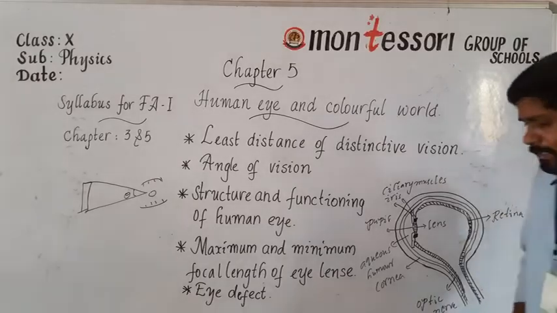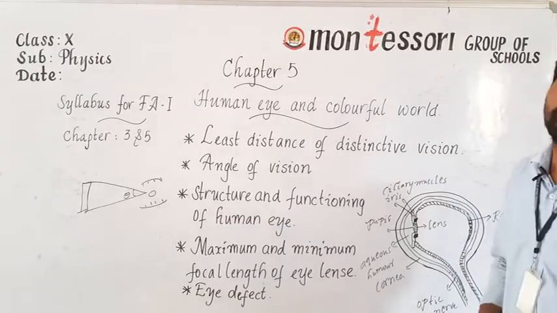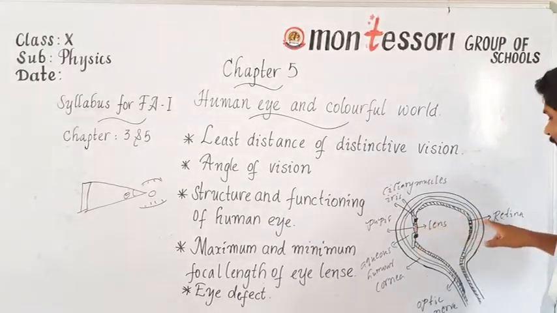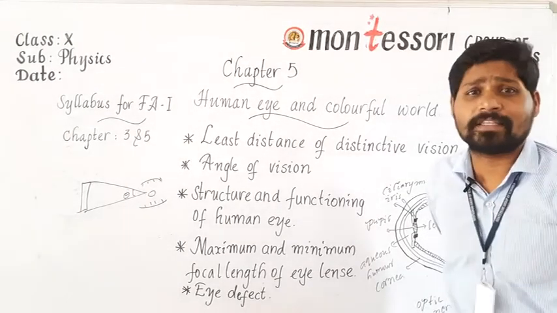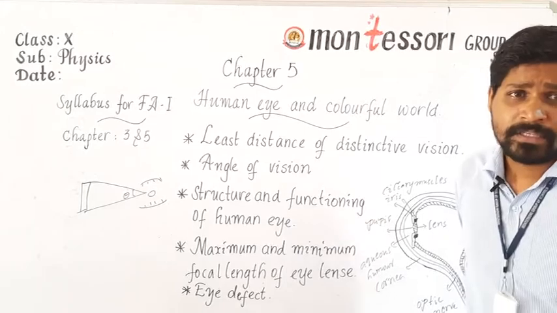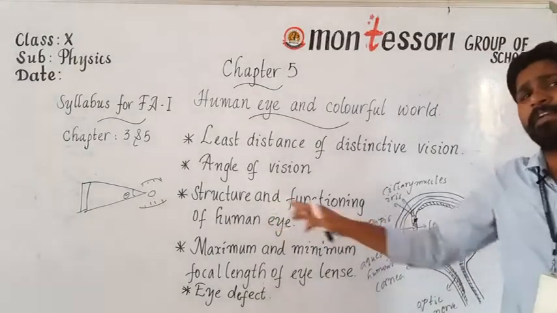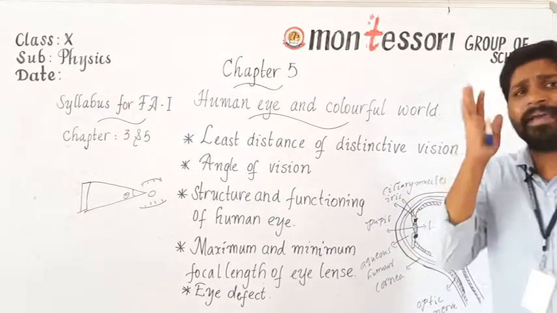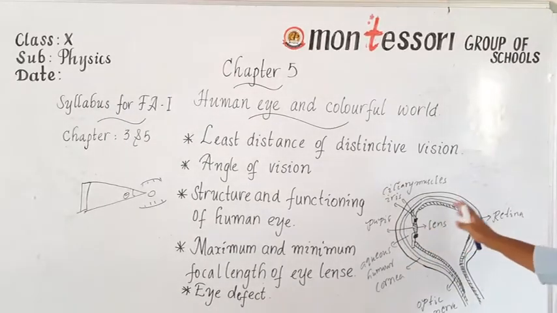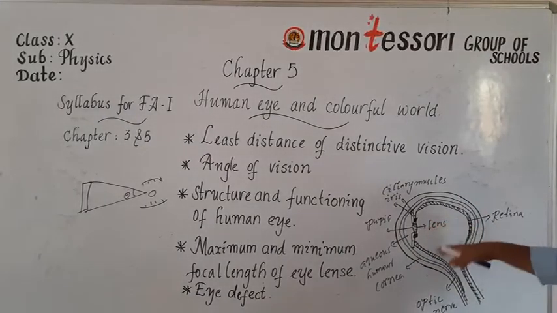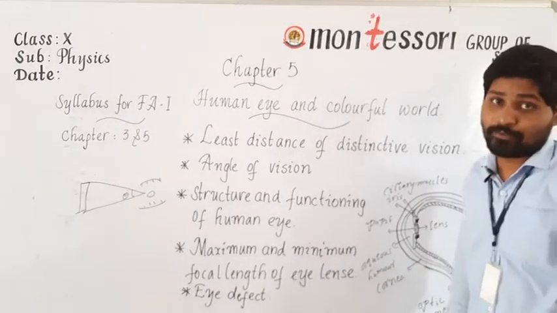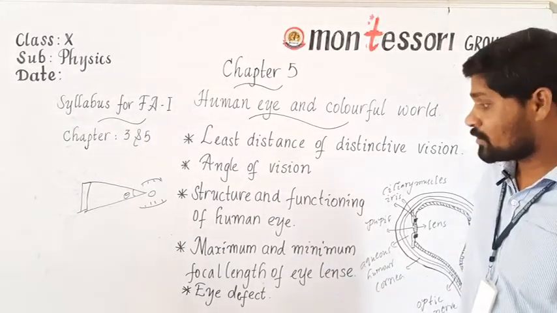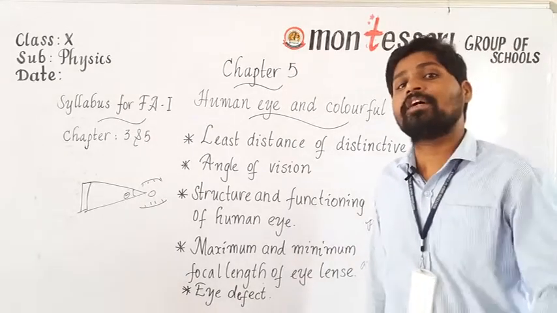So now tell me, see here, one thing you have to remember. The distance between the eye lens and retina is the image distance, and it is always fixed. That is called 2.5 centimeters. Wherever you place the object in front of the eye, the image distance is always 2.5 centimeters. What is the image distance here? The distance between retina and lens. This is also what we call the maximum focal length of the eye lens.